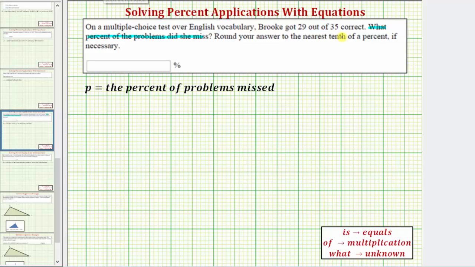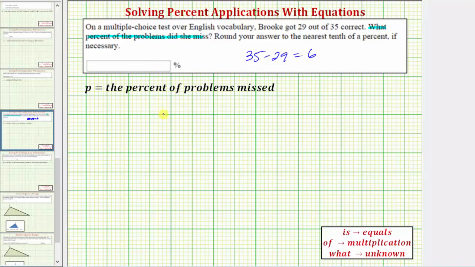So she got 29 out of 35 correct, and because 35 minus 29 is equal to 6, this means she missed 6 out of the 35. So the question really is, what percent is 6 out of 35? And we can answer this question two ways. If we define p as the percent of problems missed, we can first define p as a fraction, then convert the fraction to a decimal, then the decimal to a percentage. So let's first answer the question this way, and then we'll take a look at a second method.